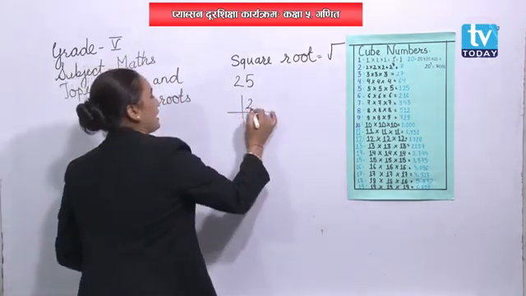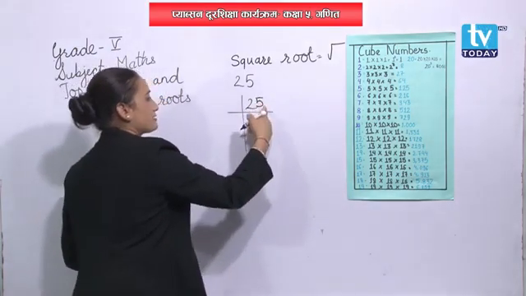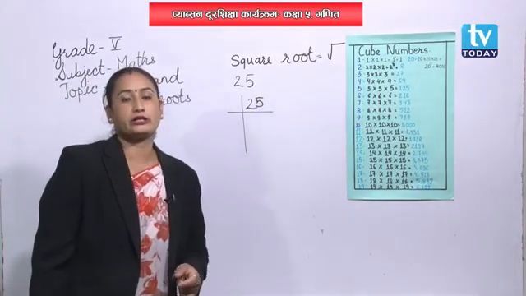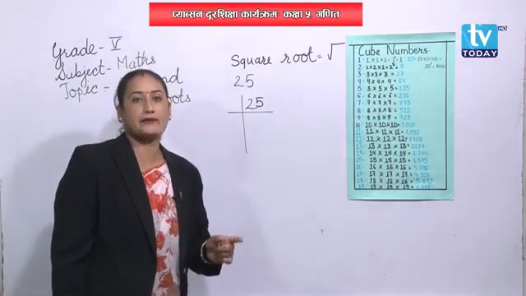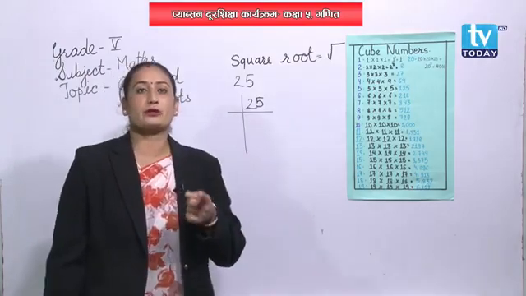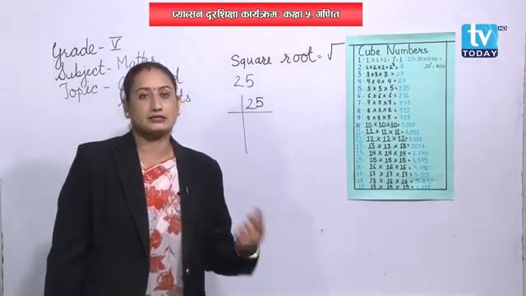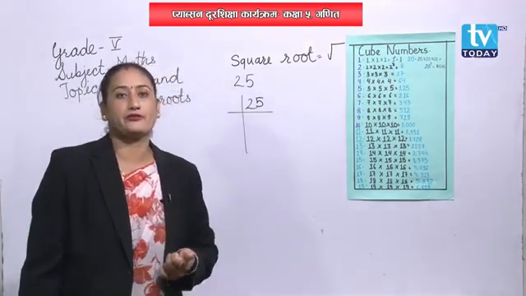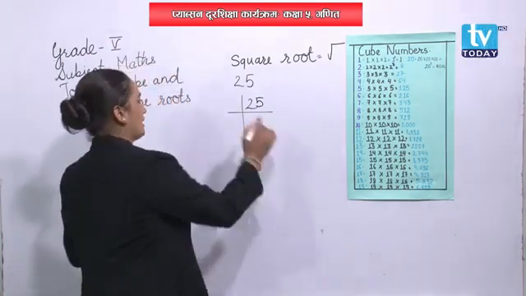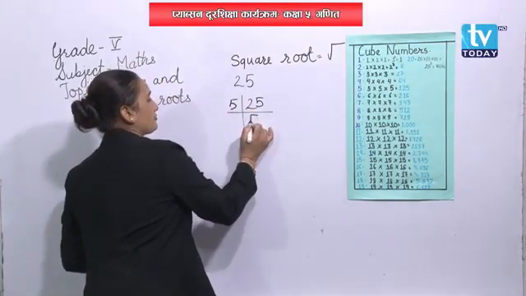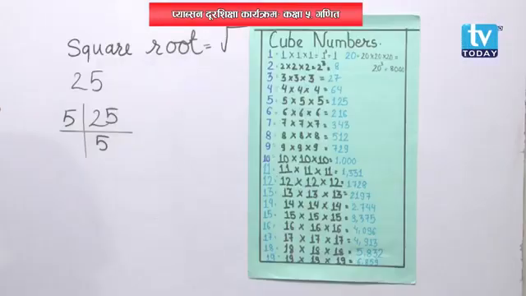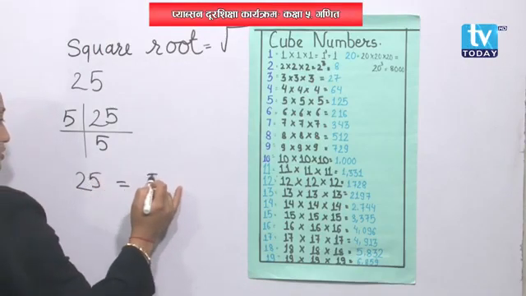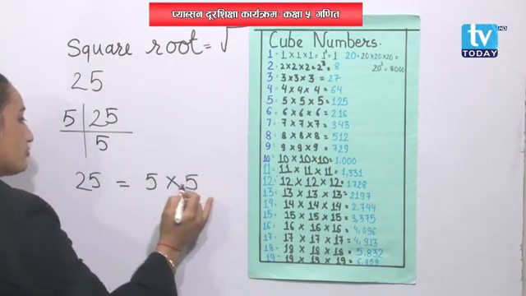So 25, have you noticed the last digit 5? Okay, so that 25 is an odd number. So we have to divide 25 with a prime number, either 3. Can we divide it? No. Then let's check with 5. It will go? Okay, now let's do it. 5 times 5 is 25. So that means 25 equals 5 into 5.